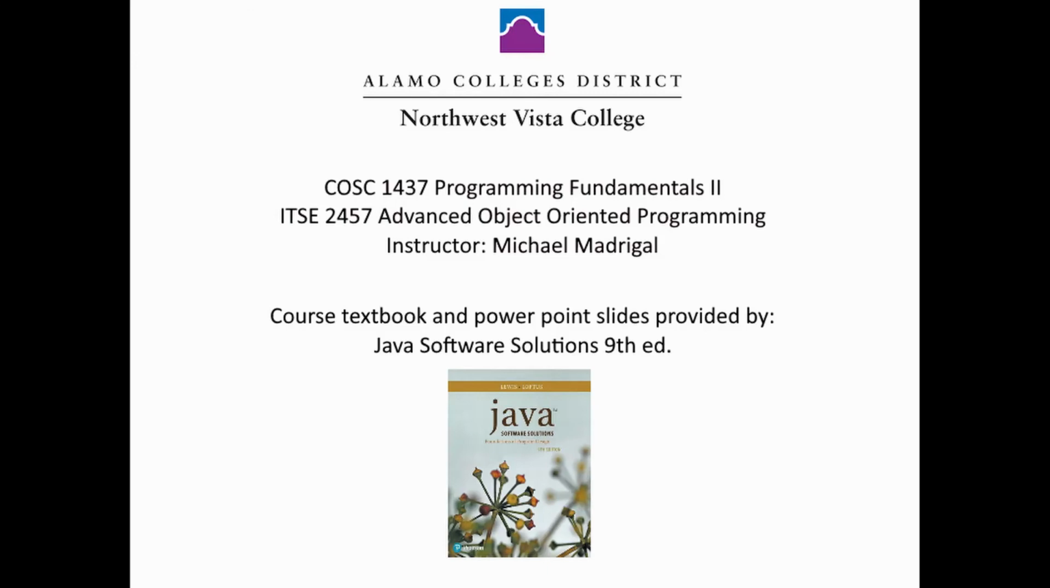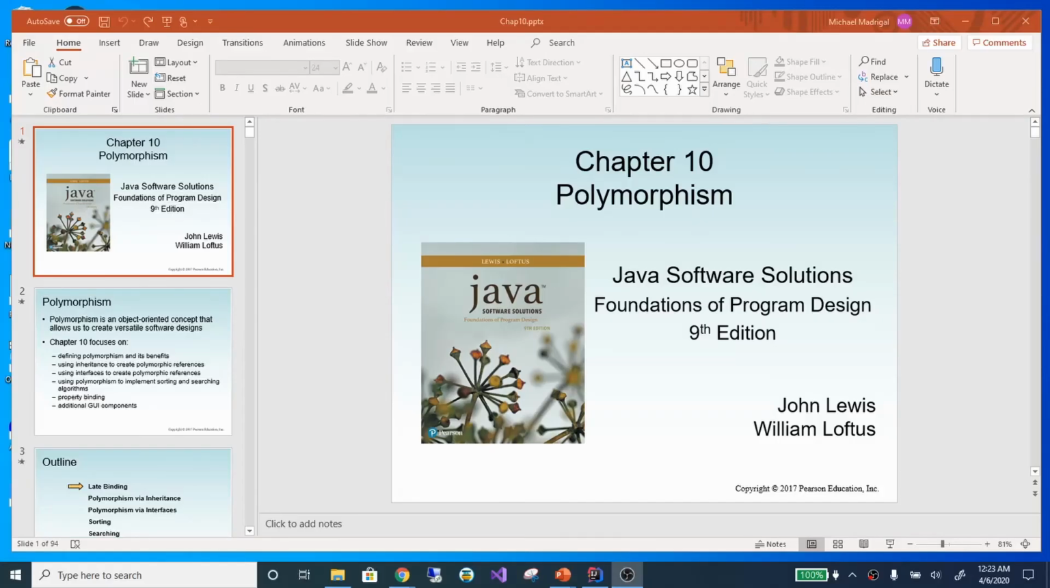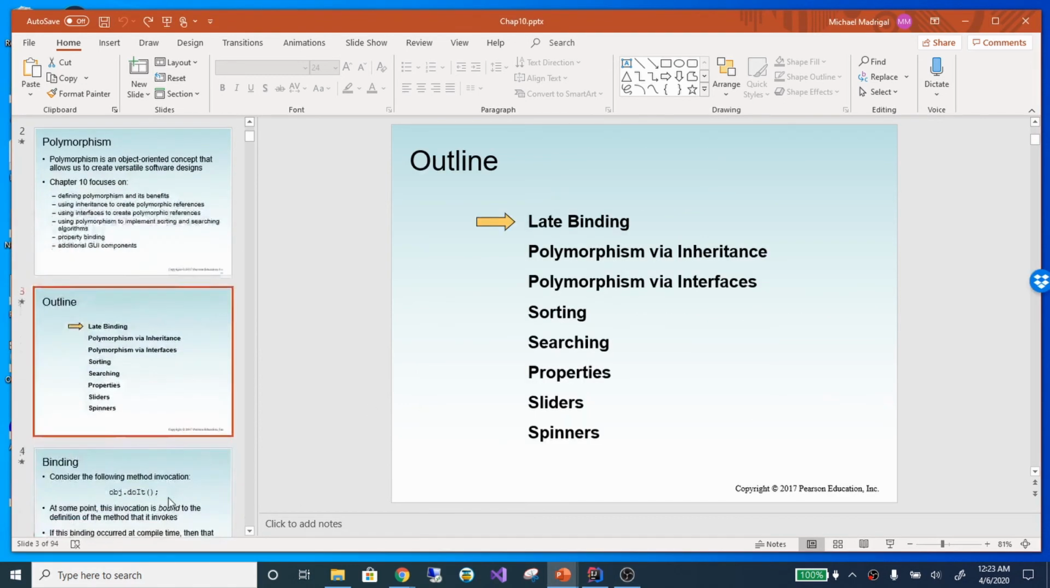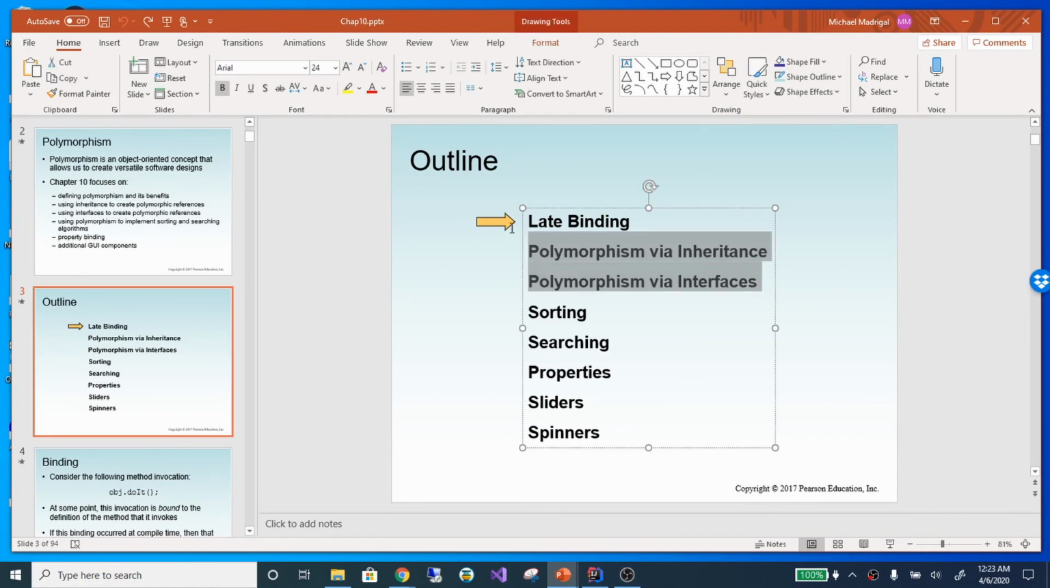Now, chapter 10 is pretty interesting. To me, it could be divided into two different chapters. The first three sections in chapter 10 talk about things that are related to what we learned in chapter 9 with inheritance. The next two topics are sorting and searching, which is more like data structures type stuff.